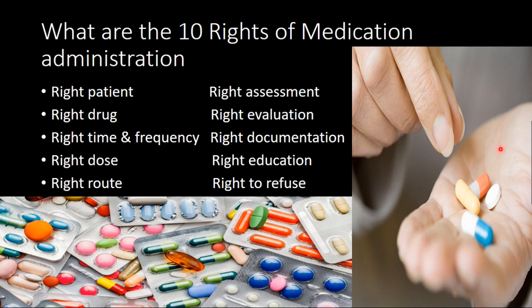Next, what are the 10 rights of medication? These are right patient, we have to give medication to the right patient, right drug we have to give at the right time, and then the right frequency we have to give, right dose we have to give, right route, right assessment, right evaluation, right documentation, right education, and the last is right to refuse. This is the right of the patient to refuse. Okay, so these are the rights of medications.